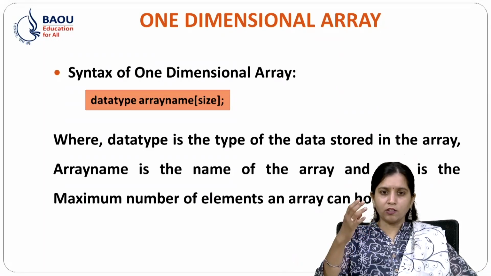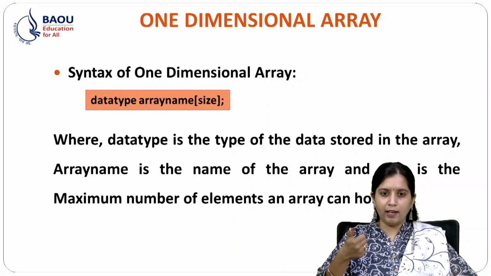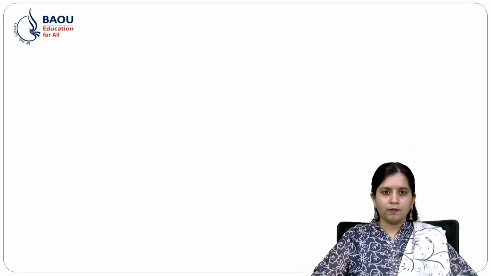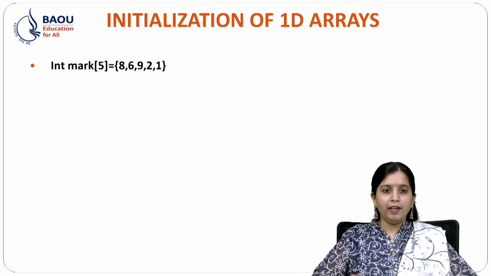First we will see the syntax of a one-dimensional array. First we specify the data type of the array. After that we specify the array name and the size of the array, which holds the maximum number of elements in that array. Now the initialization of a one-dimensional array is int marks[5] = {8, 6, 9, 2, 1}. Okay, so here marks is the array name, in which we have 5 integers, that is 8, 6, 9, 2, 1.